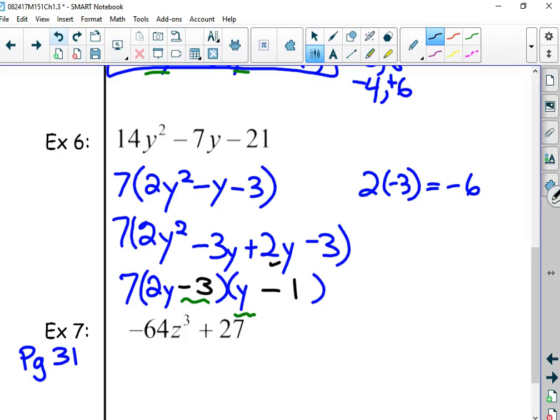Okay, I don't like this because my signs are wrong, I think. -3y, 2y, here's my error. Yep, so that should have been a positive 1. That will give me this -3. I've got that -3 and then the 2y.